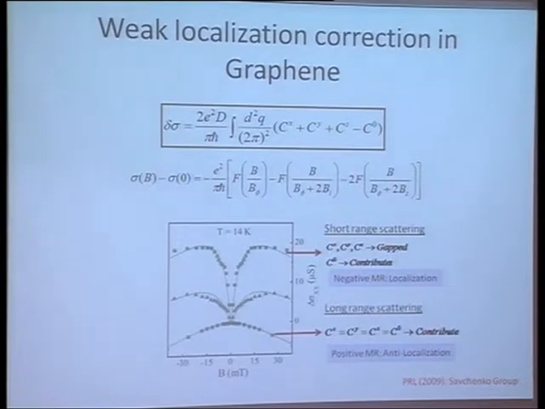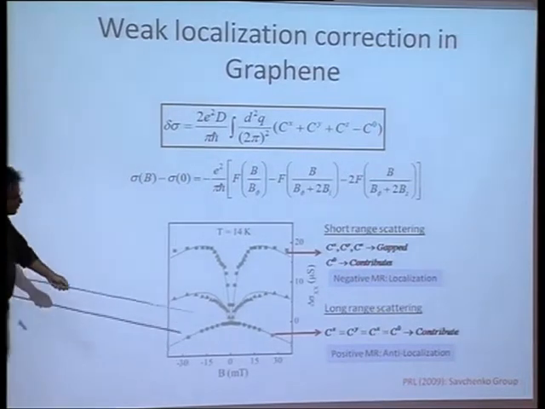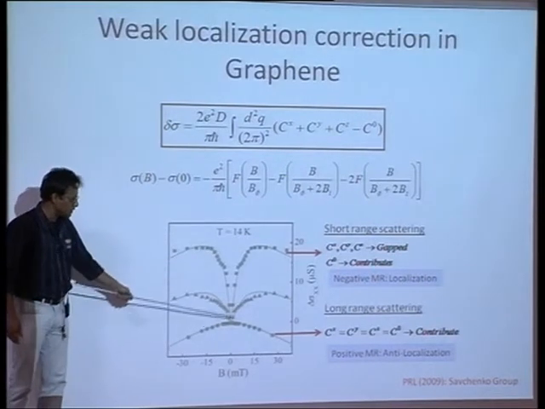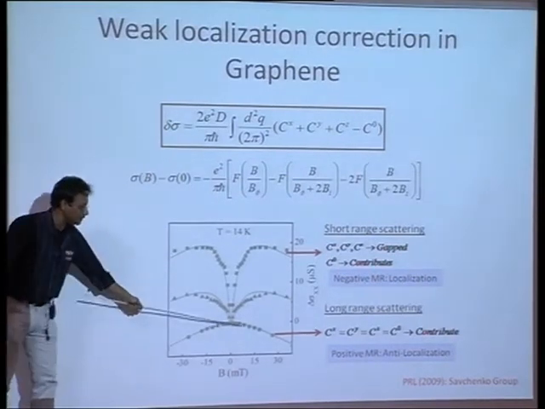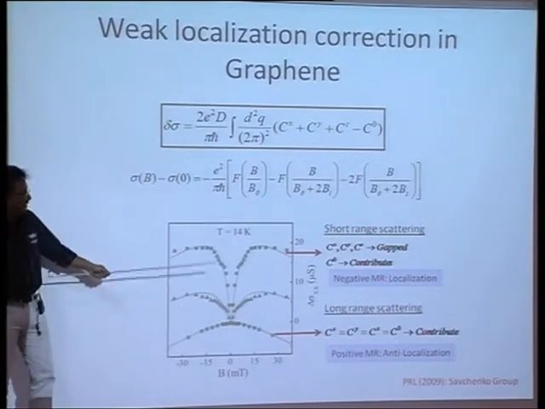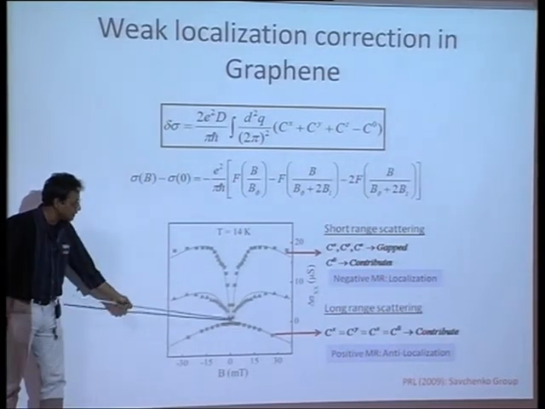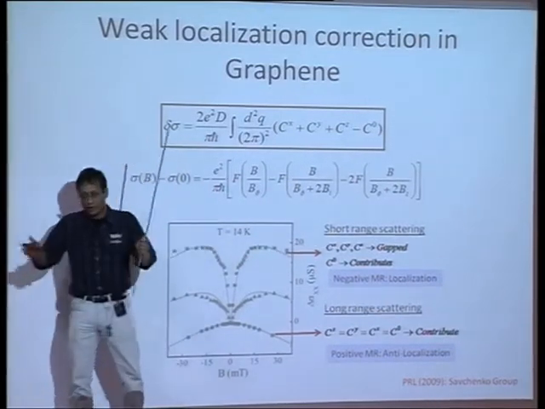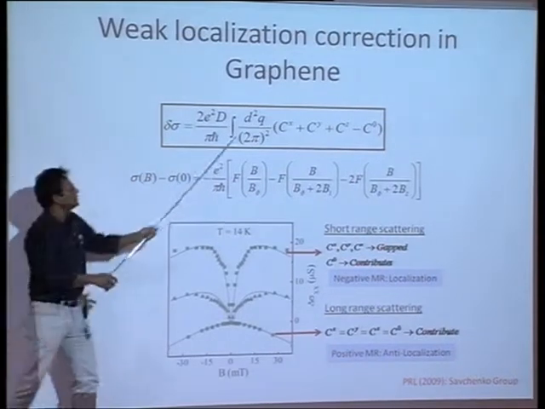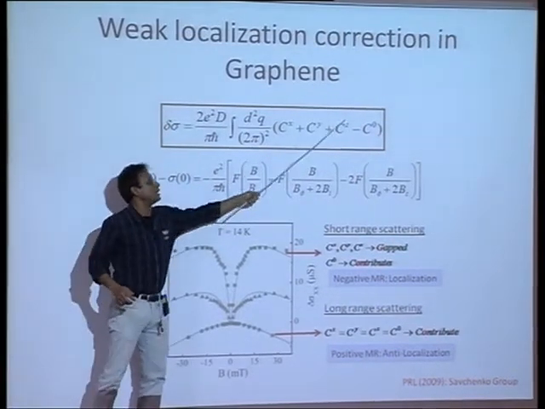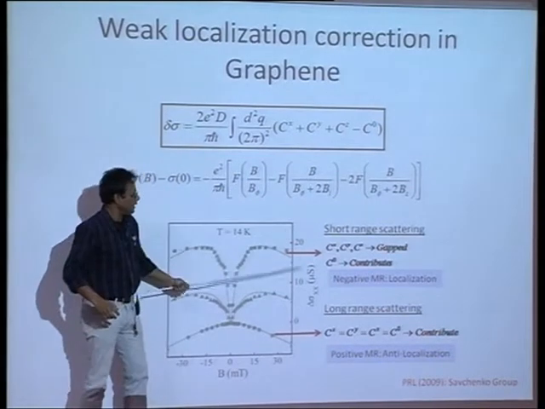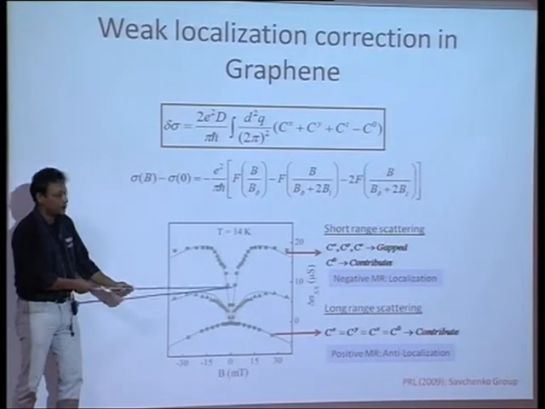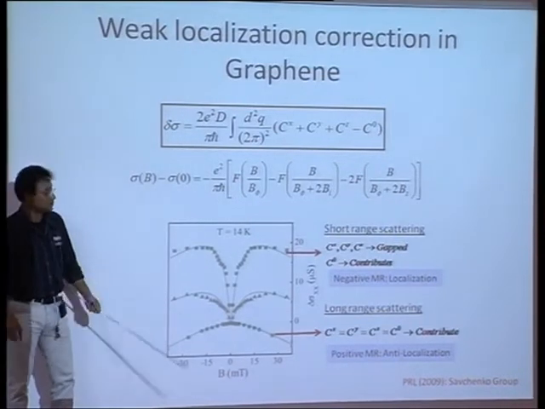Let me quickly explain this. This is a paper which came out from Savchenko's group in Exeter. This is 14 Kelvin data, looking at graphene at different densities. Why different densities? I'll come to that in a few minutes. You'll see that when the short-range scattering dominates, which removes the valley degeneracy, Cx, Cy, Cz are all zero, you get standard negative magnetoresistance correction. As you increase magnetic field, conductivity increases, which gives you the standard negative magnetoresistance.